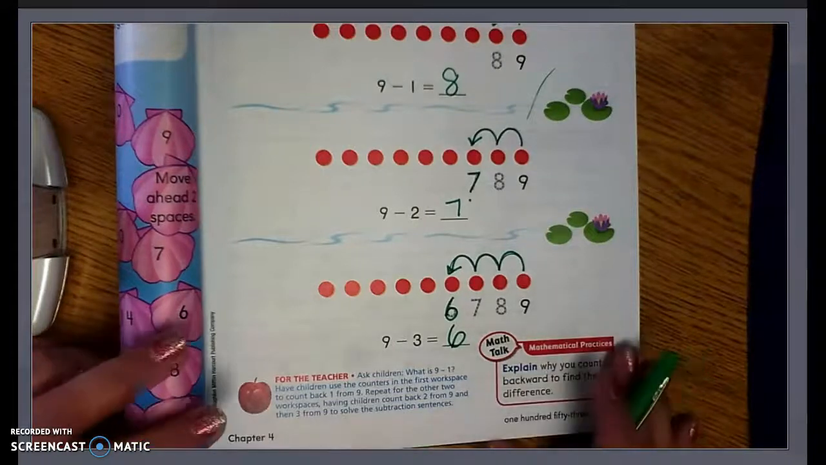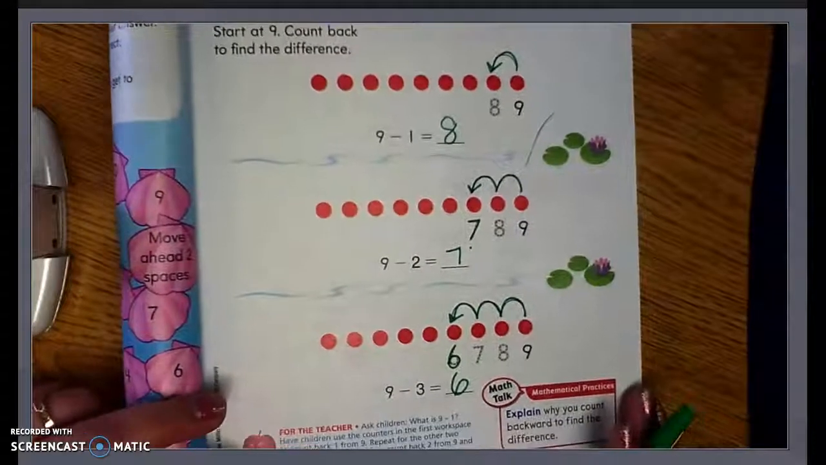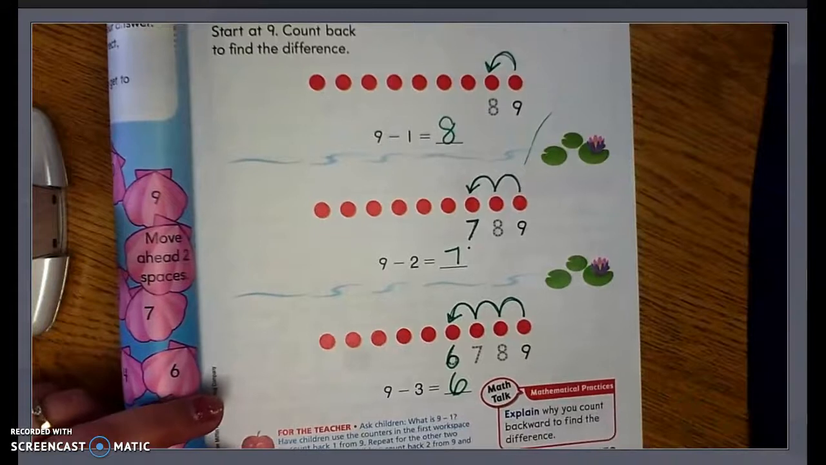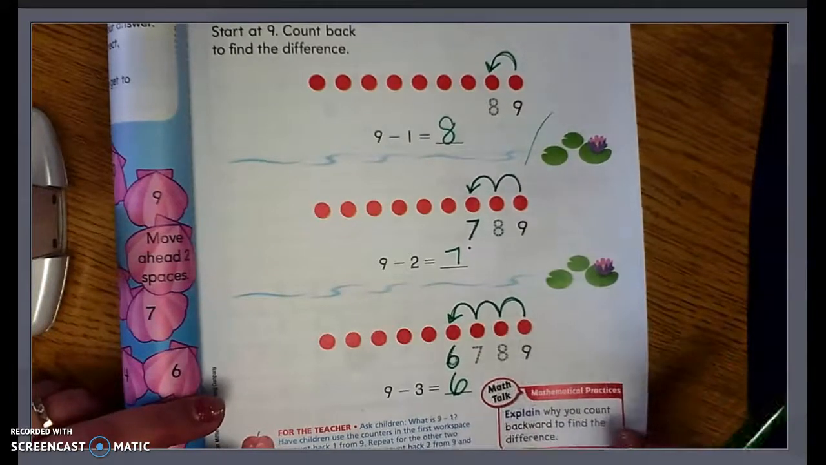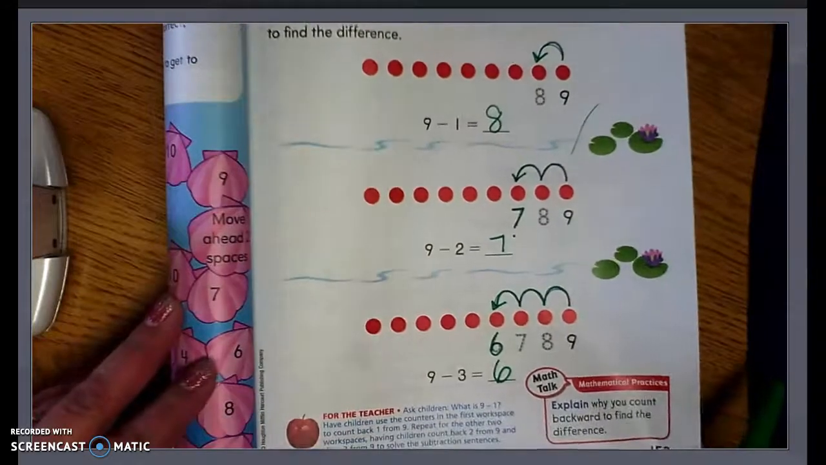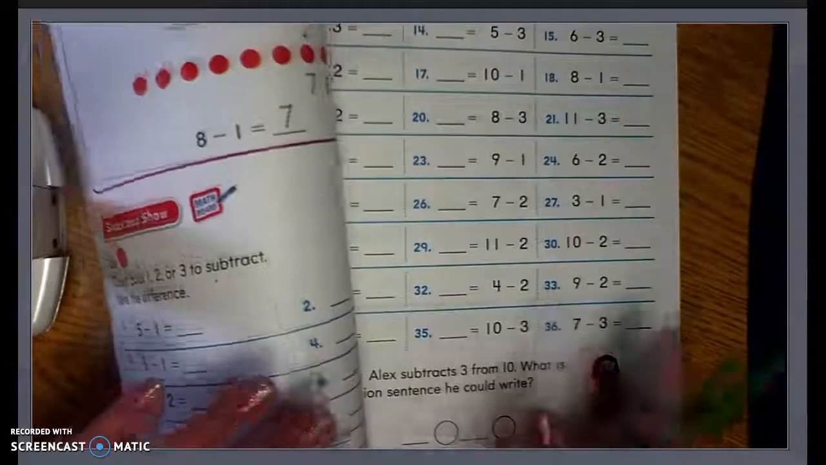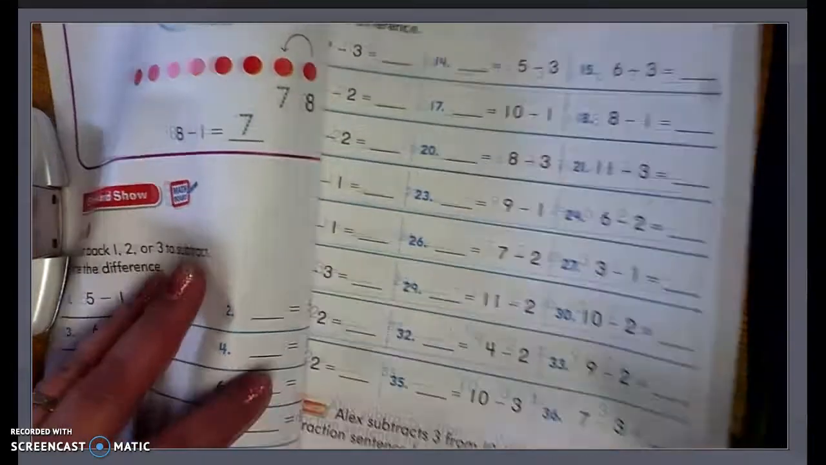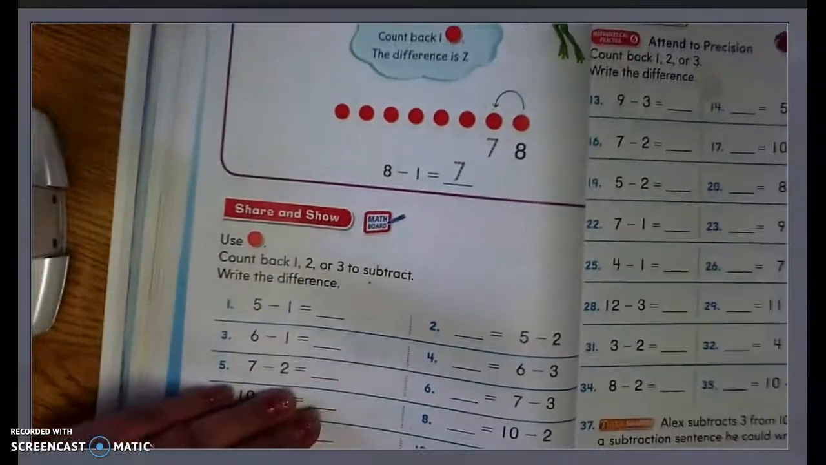All right, so I would suggest using your counters if you have counters at home. In class, we will continue on with this lesson on Tuesday. So now let's go ahead and turn to page 154. Turning to page 154.